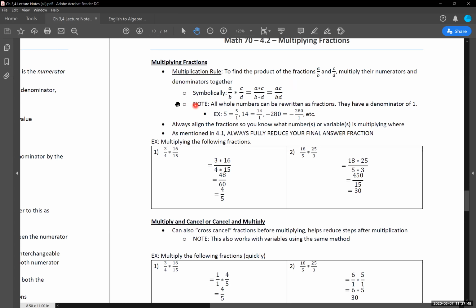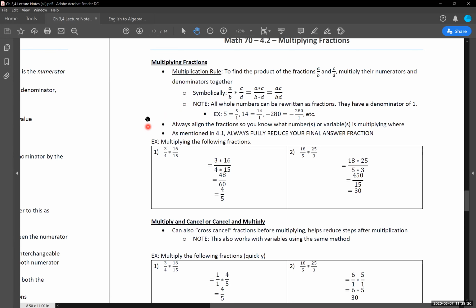I want to make a note of it again, because this can and this will show up. All whole numbers can be rewritten as fractions. All of them have a denominator of 1. So a couple examples here. Number 5. It's implied that 5 is a fraction, 5 over 1. 14 is implied to be 14 over 1. Negative 280 is expected to be negative 280 divided by 1, and so on.